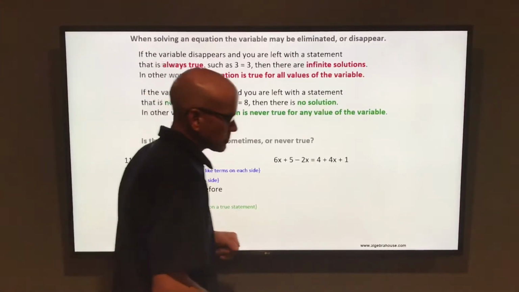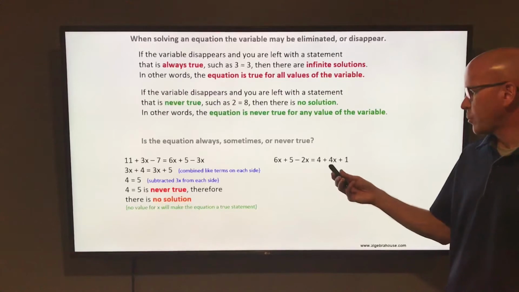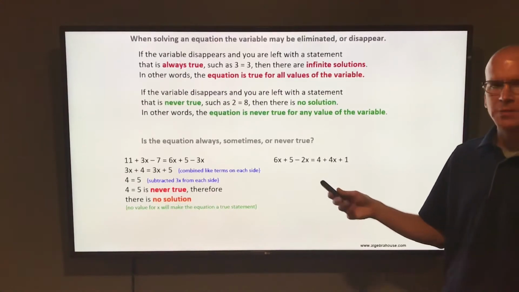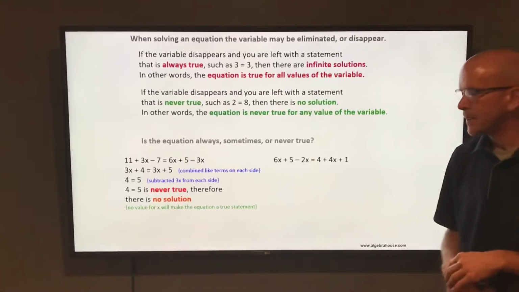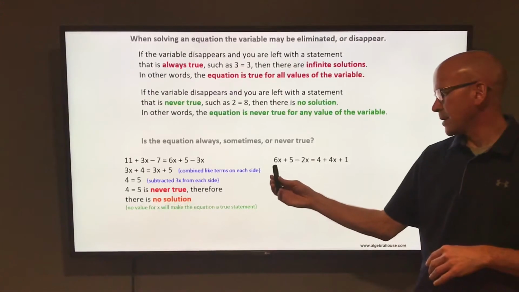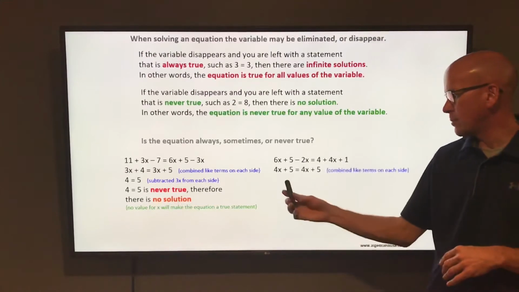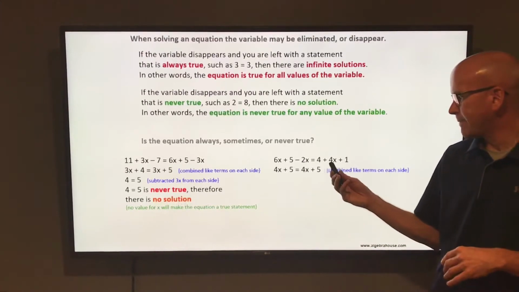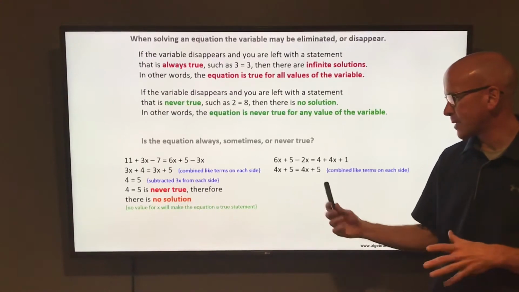Next one. We have 6x plus 5 minus 2x equals 4 plus 4x plus 1. As you can probably guess, again, the variable is going to disappear based on what we're working on up here. So you go to combine the like terms. On the left side, you have 6x and -2x. If you combine those, that would be 4x. On the right side, combine 4 and 1, that is 5. So now we have 4x plus 5 equals 4x plus 5.